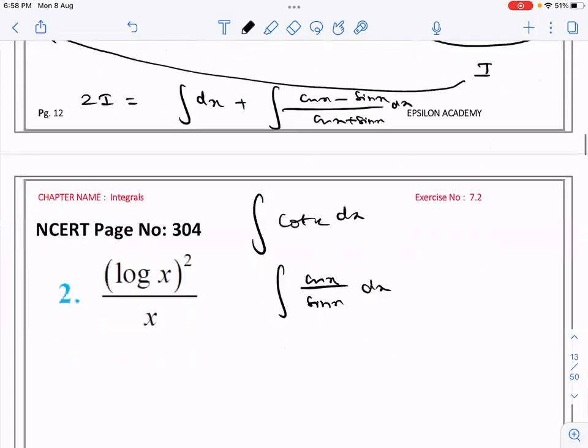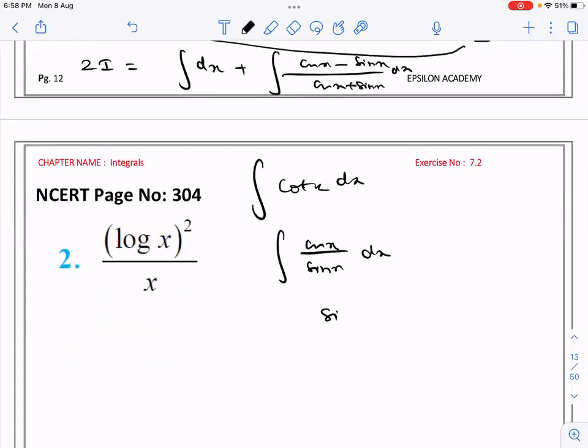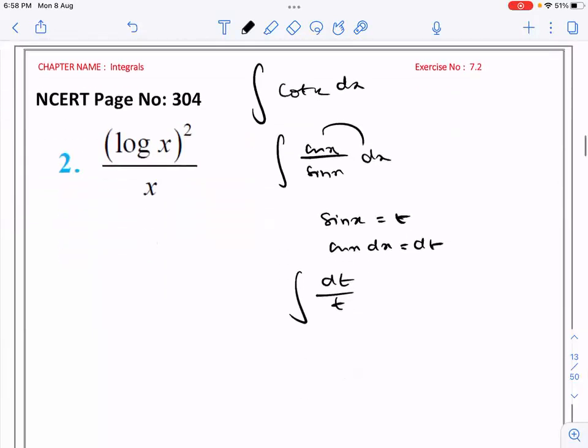So when that is the scenario, it is very easy for us to substitute the denominator as t. Then what will happen? cos x dx is equal to dt. The integral changes to dt by t. What is the integral of dt by t? It is log t. That is the reason why it is log of sin x plus c.